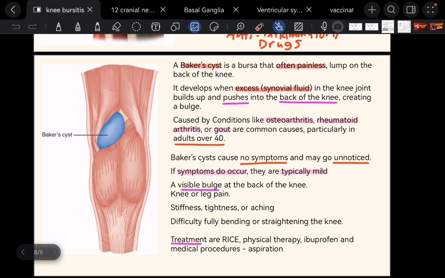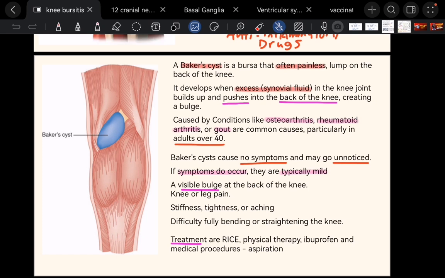And lastly, we have Baker's cyst. Now, Baker's cyst is a bursitis that's located at the back of the knee. It's often painless, but you can feel a bulge at the back of the knee. How Baker's cyst develops is when excessive synovial fluid from the knee joint builds up and then pushes that synovial fluid to the back of the knee, creating a bulge, like a bump there at the back of the knee. It also can be caused by some underlying conditions such as osteoarthritis, rheumatoid arthritis, or gout, particularly more common within the older ages of 40 or 50 years old.